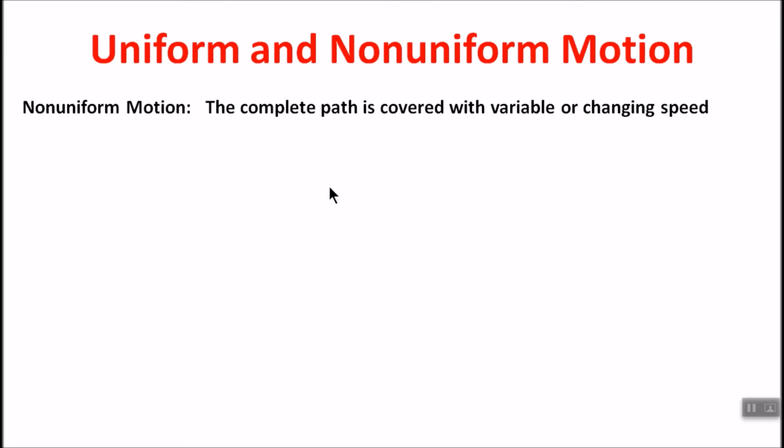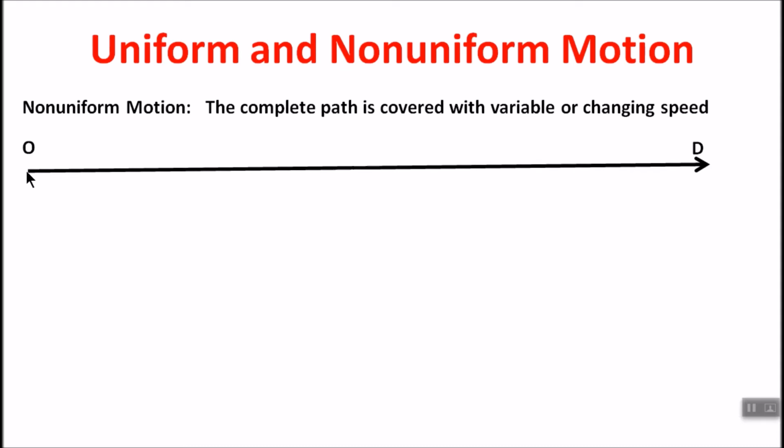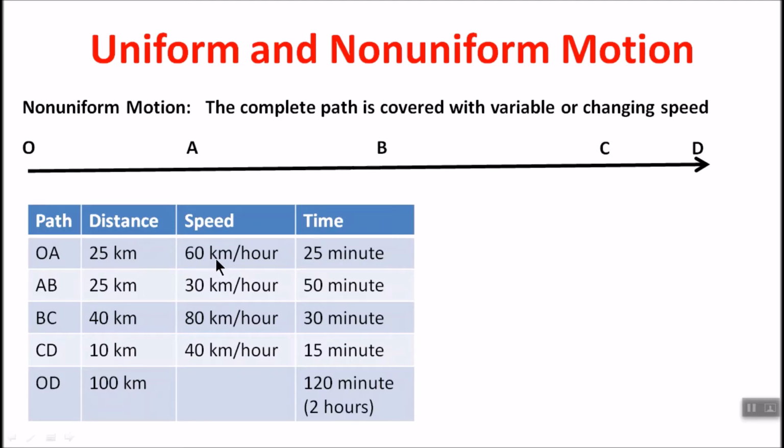Now we come to the non-uniform motion where the complete path is covered with variable or changing speed. It can be a continuously changing speed or speed changing in steps. So say again if we are traveling from position O to final position D through these different points, then at first from O to A, it goes at 60 km per hour and the time taken would be around 25 minutes. When it goes from A to B at a speed of 30 km per hour, time taken would be 50 minutes. Similarly, B to C, it goes in 30 minutes at 80 km per hour and C to D in 15 minutes at 40 km per hour, and total time taken is 120 minutes or 2 hours.